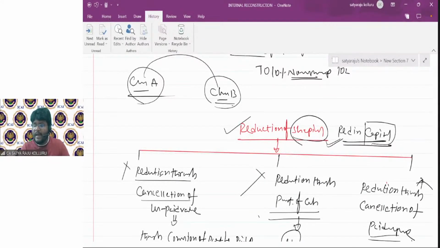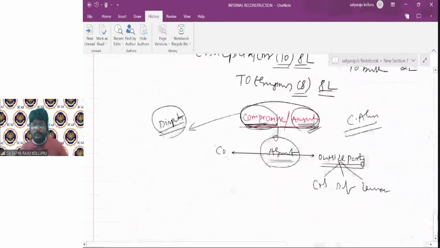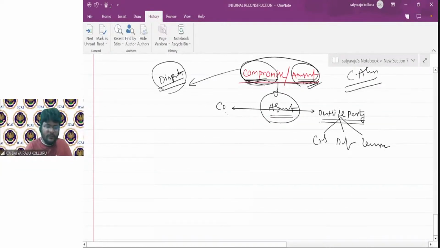But reduction through cancellation of paid up value, which happens through sacrifice made by the shareholders, if at any point of time sacrifice is there, then our company is going to attain certain profits out of the internal reconstruction process. Similarly, during the process of compromise and arrangement, the company straight away gets certain profit. That's why there is a scope of recording reconstruction account profit or loss. Now, let us see different situations for better understanding.